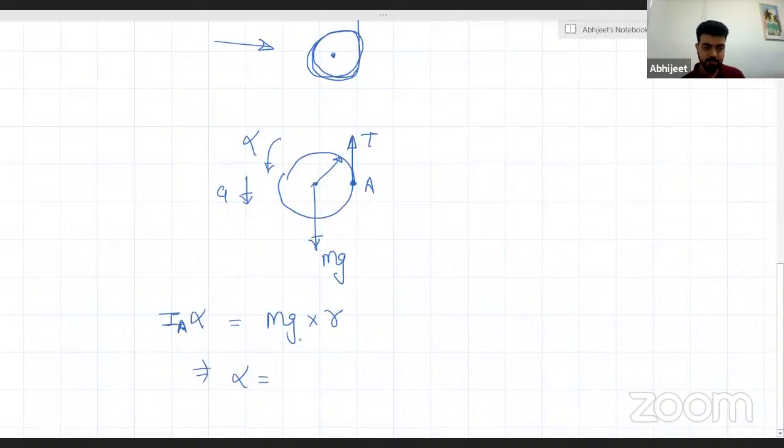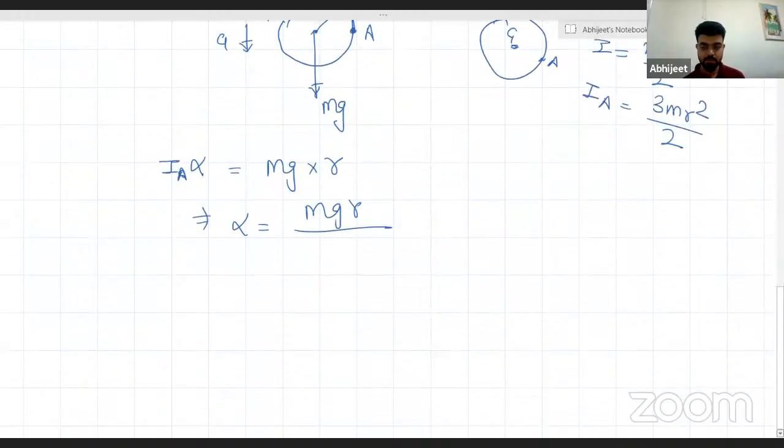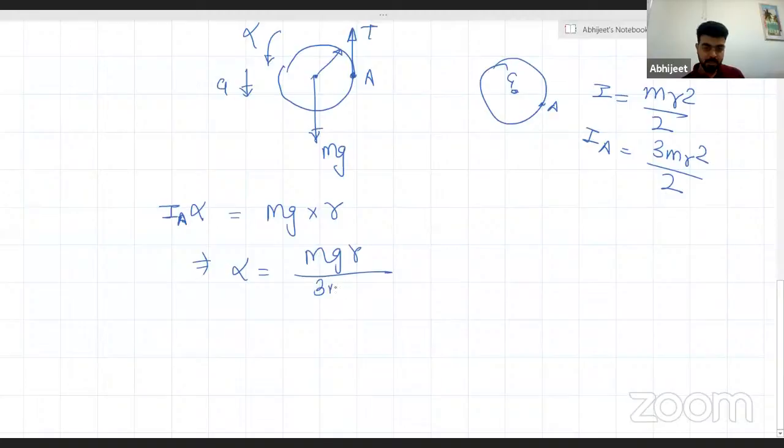So alpha is nothing but m g r divided by I_A. If you remember, for a disc about the center of gravity, I is given as m r square by 2. So about point A, I_A is given as 3 m r square by 2. So m and m get cancelled. This is 2g by 3r. I hope you are getting my point. This is my alpha right now.